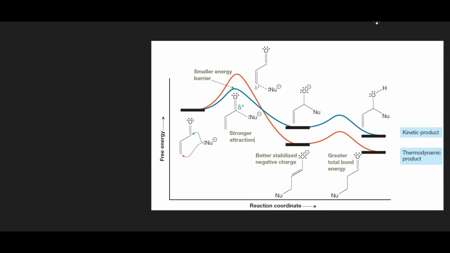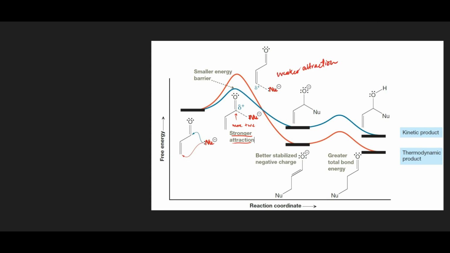We can show the direct and conjugate addition in terms of an energy profile diagram. The blue curve represents direct addition, whereas the red curve represents conjugate addition. The energy barrier is lower for direct addition because, in the transition state, the nucleophile is attracted more strongly to the carbonyl carbon than to the beta carbon. Thus, direct addition gives the kinetic product.